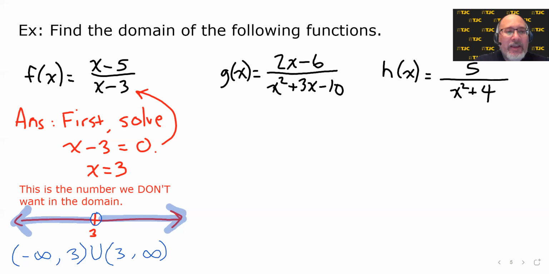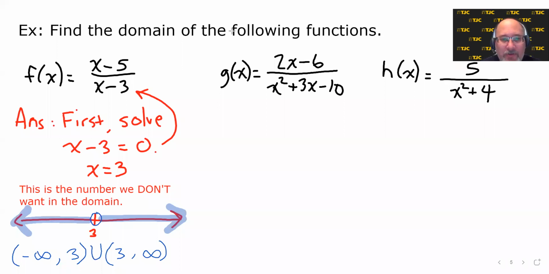So the domain of this function is everything from -infinity to 3 and everything from 3 to infinity. So basically everything except 3. All right, let's take a look at the second example.